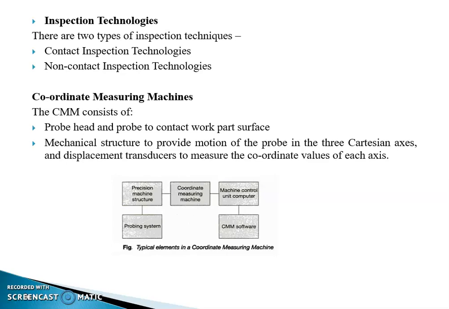And second one is non-contact inspection technologies. Non-contact inspection technologies use sensors instead of the mechanized probes favored by contact inspection methodologies. The sensors are located at a certain distance from the object to be inspected to measure or gauge the desired feature of the object. This non-contact inspection technology is further divided into two types. First one, optical inspection technology.